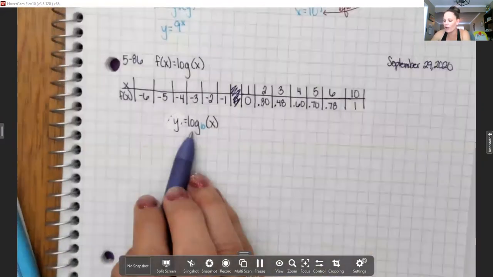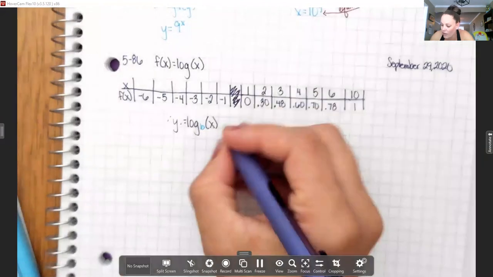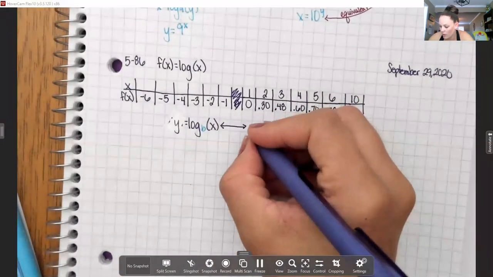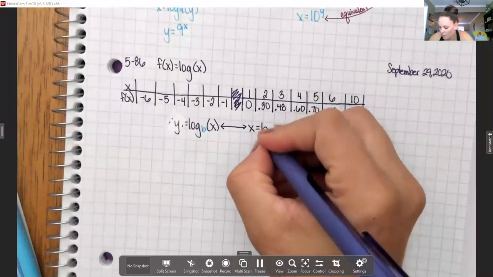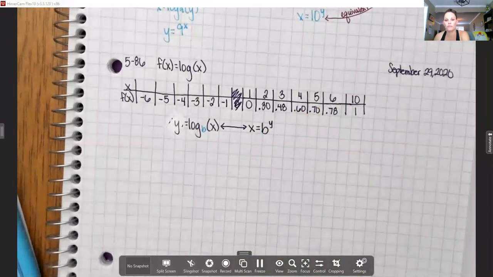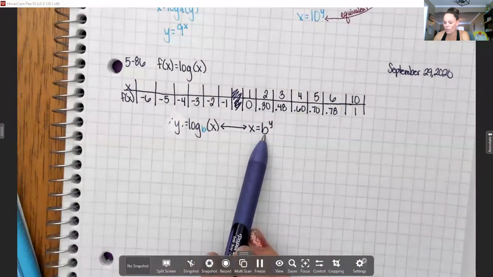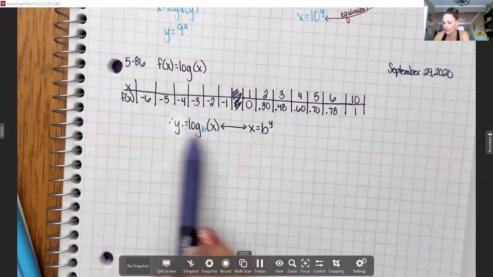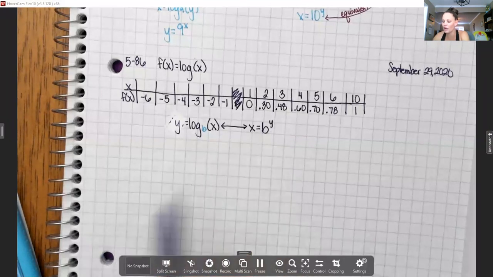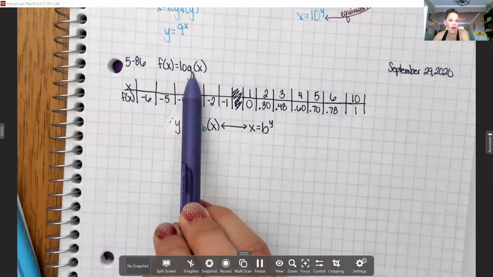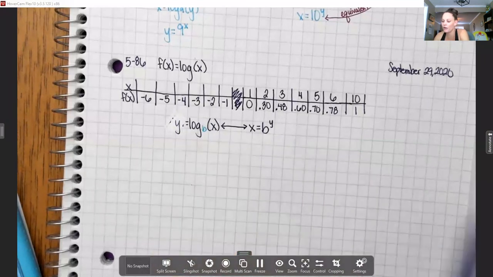So if I'm graphing y equals log base b of x, we know that's equivalent to x equals b to the y power. Just switching my x and my y's, or sorry, the base here becomes the base. What was by itself is the exponent. So we're trying to figure out what the base is here when it's not given to us. It's just the log button.